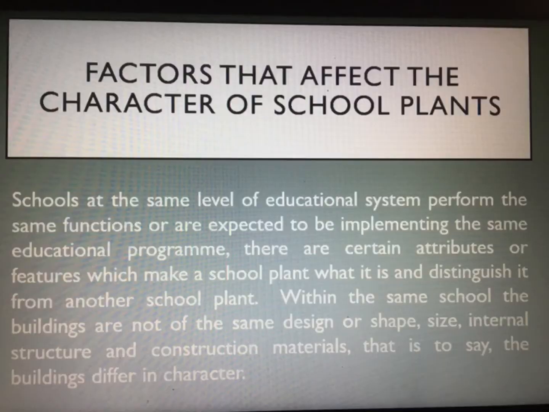Good day. My topic is about the factors that affect the character of school plant. Even though schools at the same level of educational system perform the same function or are expected to be implementing the same educational program, there are certain attributes or features which make a school plant what it is and distinguish it from another school plant.